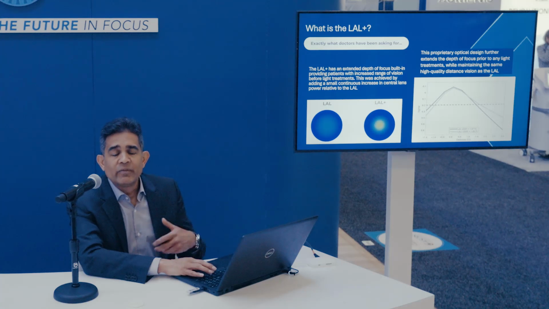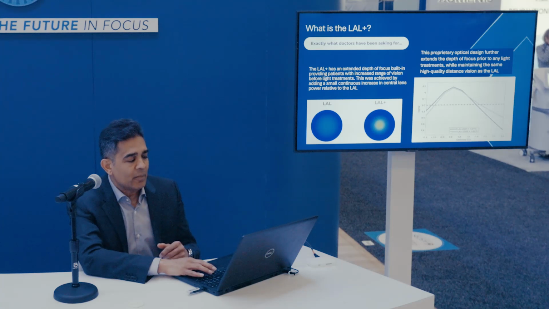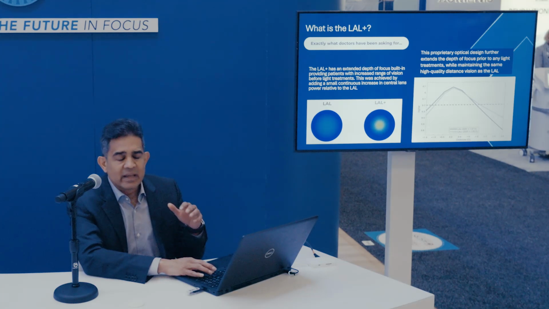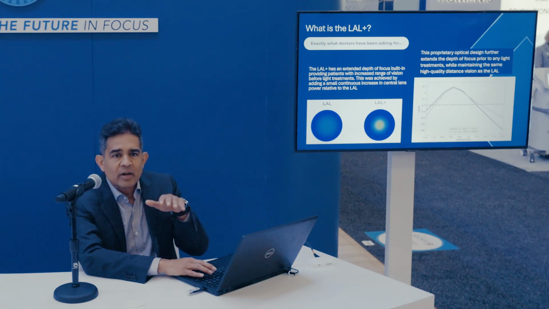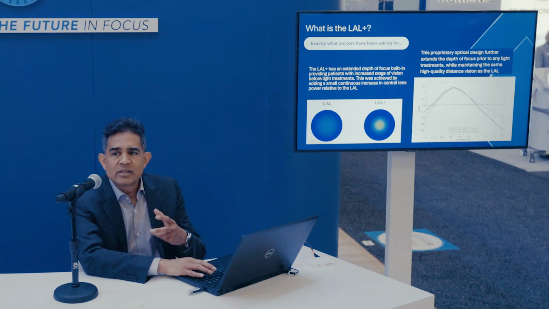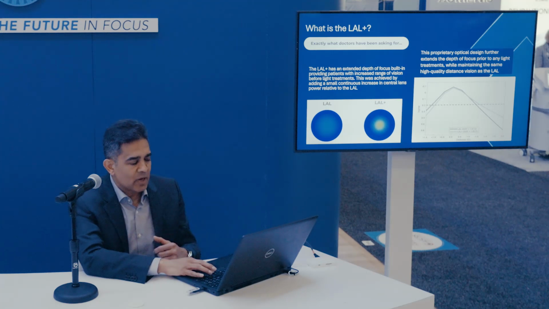Most recently, we've now gotten the introduction of the LAL Plus lens. And when you look at the defocus curve between the LAL Plus and the LAL lens, you can see that the LAL Plus is flatter, thereby increasing the overall defocus of that lens. So this lens can potentially increase the amount of range of vision.